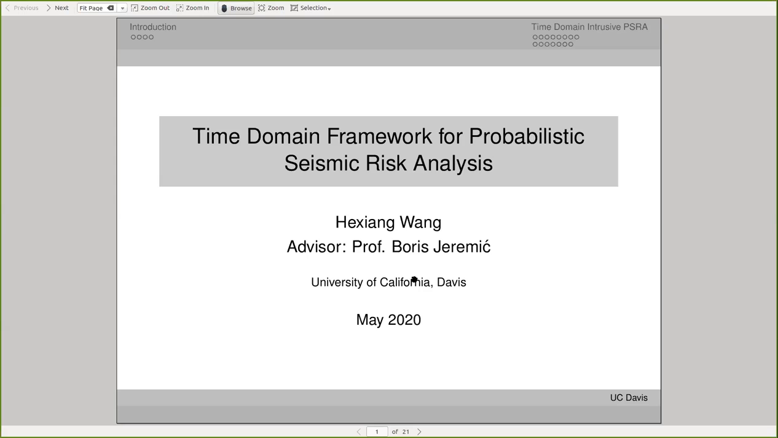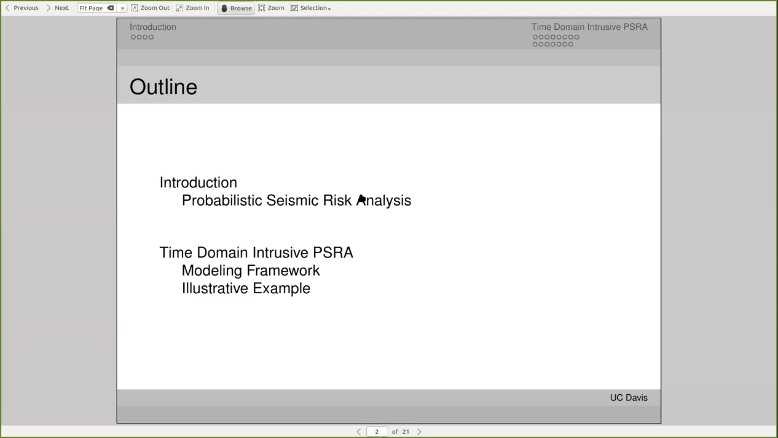In our previous lectures, we have talked about the theory and the application of uncertainty quantification. Today, we're going to show examples of how to apply these uncertainty quantification techniques in a novel time domain framework for probabilistic seismic risk analysis. This is an outline of my presentation today. I will first give a brief introduction to probabilistic seismic risk analysis, and then I will show you a new framework and an illustrative example of this new framework to do the risk analysis.